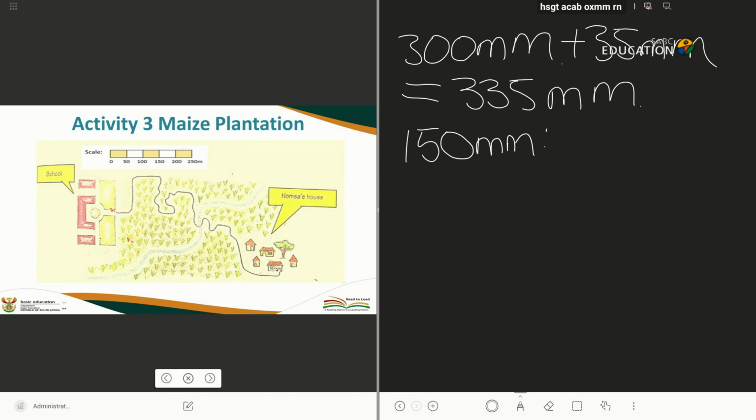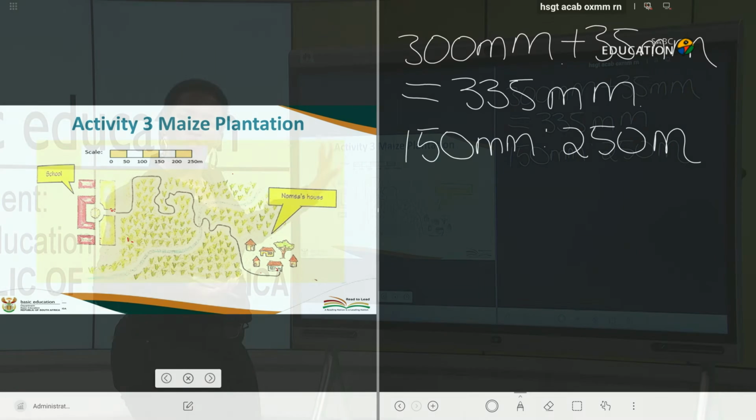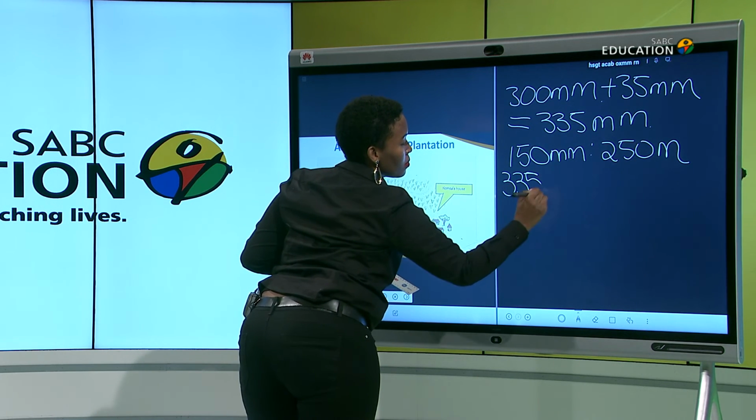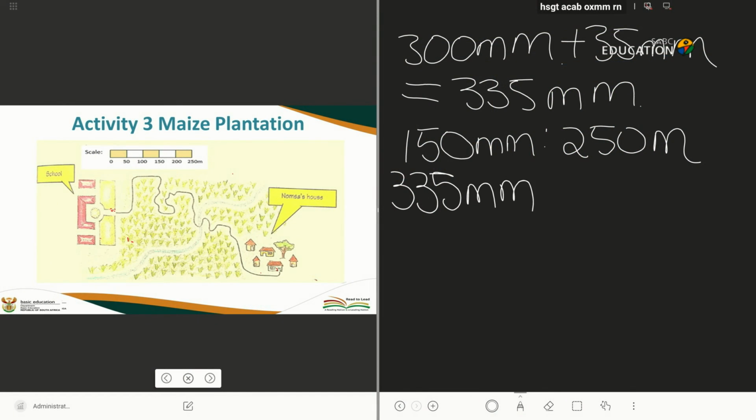Is equivalent to how much? It is equivalent to 250 meters. And now my measured distance on the map that Nomsa will walk from school to home is 335 millimeters. What are we looking for? We are looking for the actual distance.